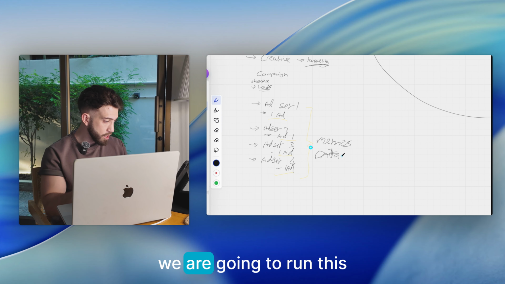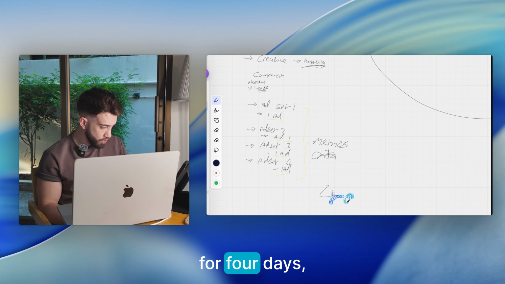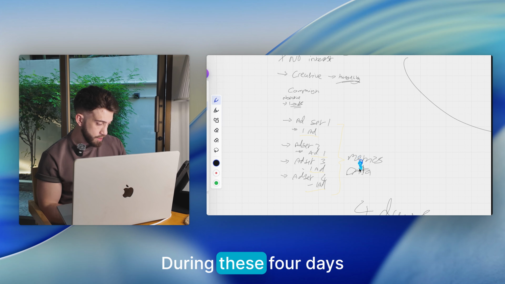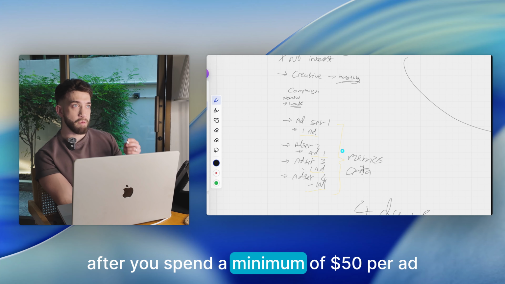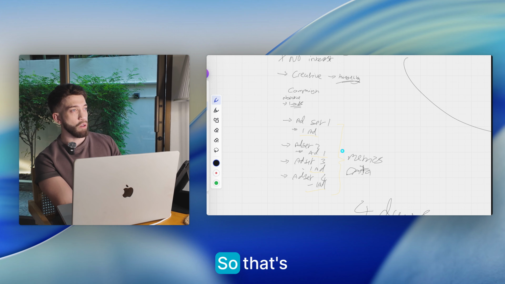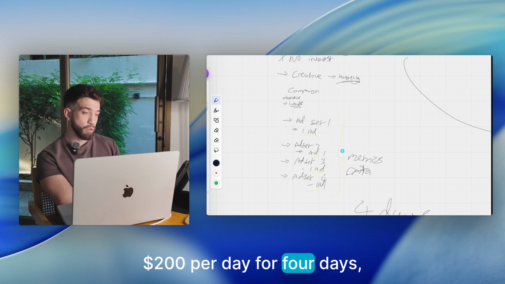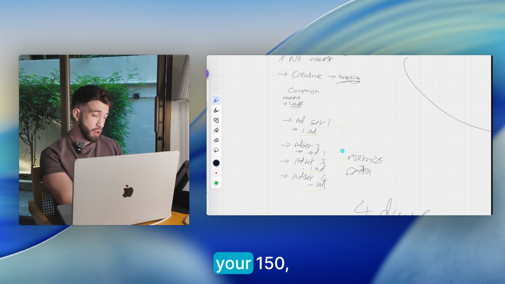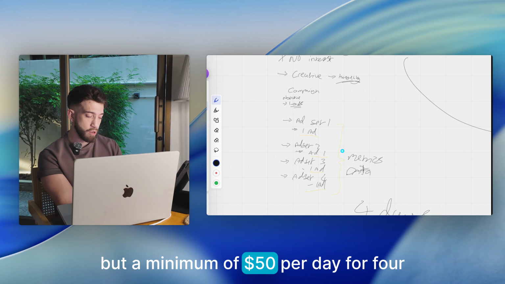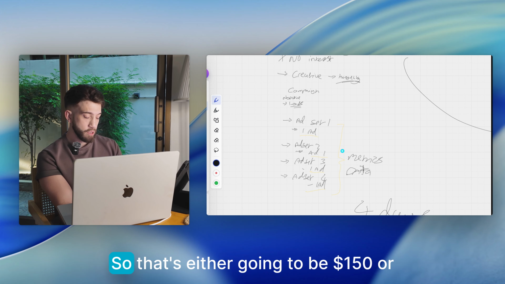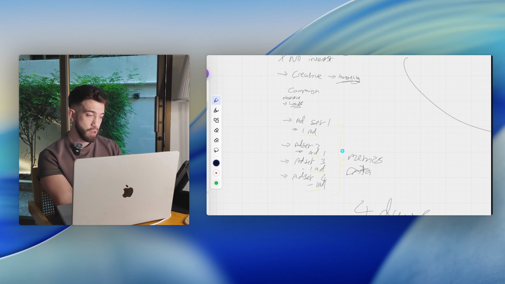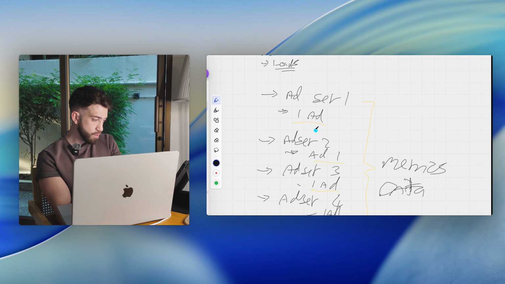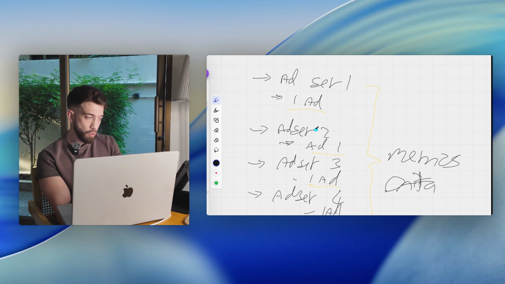So we are going to run this for 4 days. Just 4 days. And during these 4 days, after you spend a minimum of $50 per ad set, so that's $200 per day for 4 days, which is $800. If you can't do $200 and you want to do $150, do 3 ad sets, but a minimum of $50 per day for 4 days. So that's either going to be $150 or $200 every day for 4 days. You are going to know for sure which one of them works better.